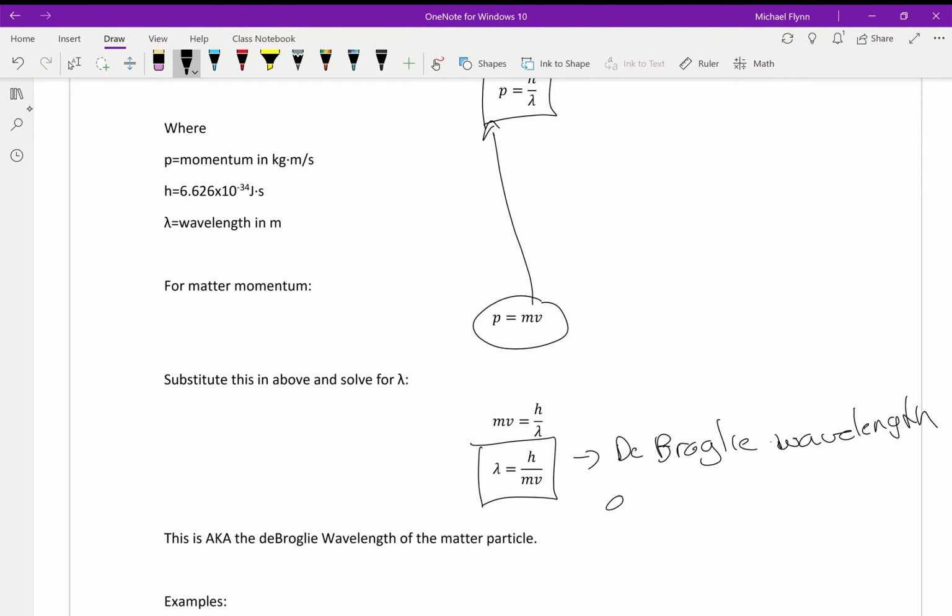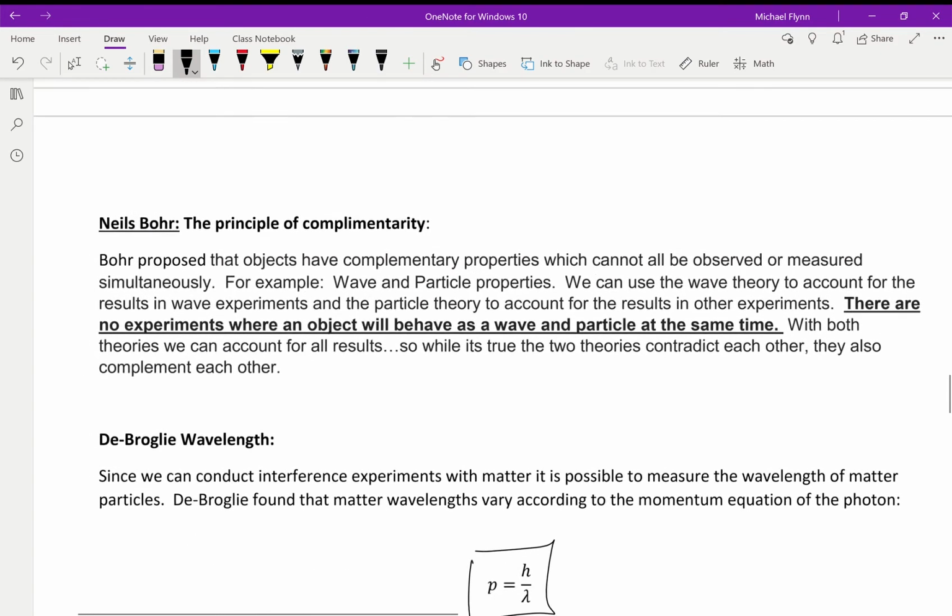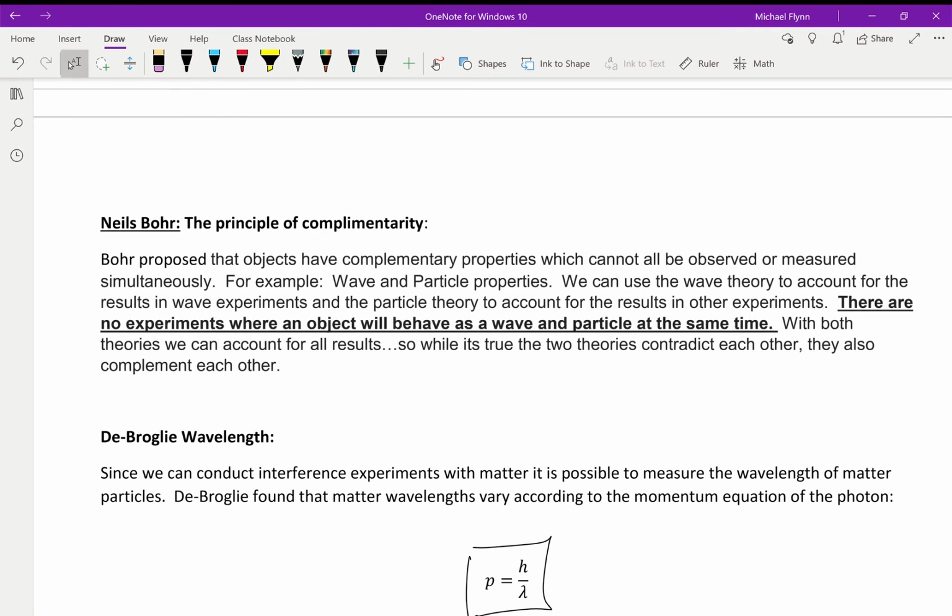And here's the thing, it's for a mass particle. An electron has real mass, right? So that's what you put in for m, the mass of the electron. So anyway, I wanted to show you something about Niels Bohr. Niels Bohr was the guy who did the atomic model, like the Bohr model of the atom.